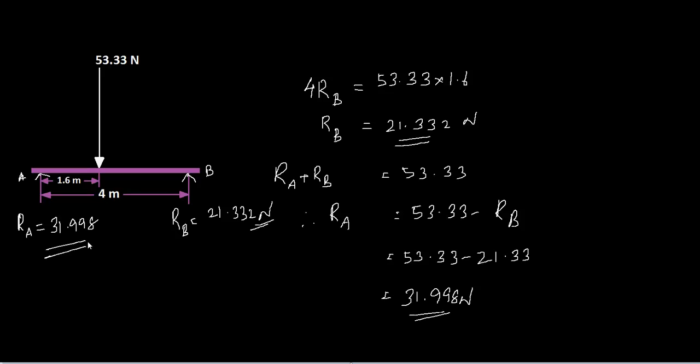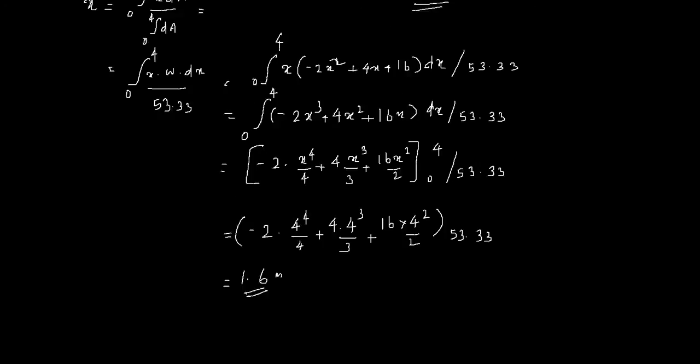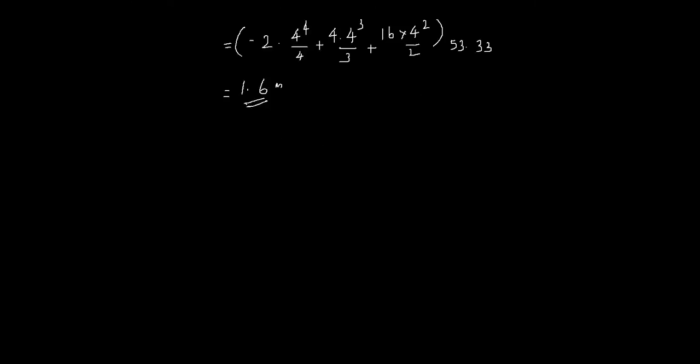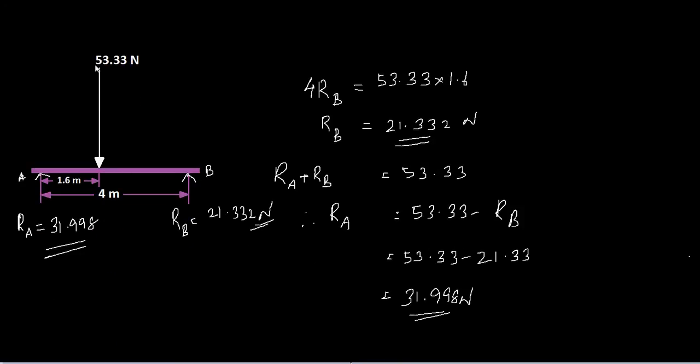If you have any confusion in calculating the centroid or center of gravity of an area shown here, please go through the video where we discussed centroid and center of gravity. So the answer here is your total force 53.33 acting at 1.6 meter as a point load, and your reactions are Ra 31.99, Rb 21.33.